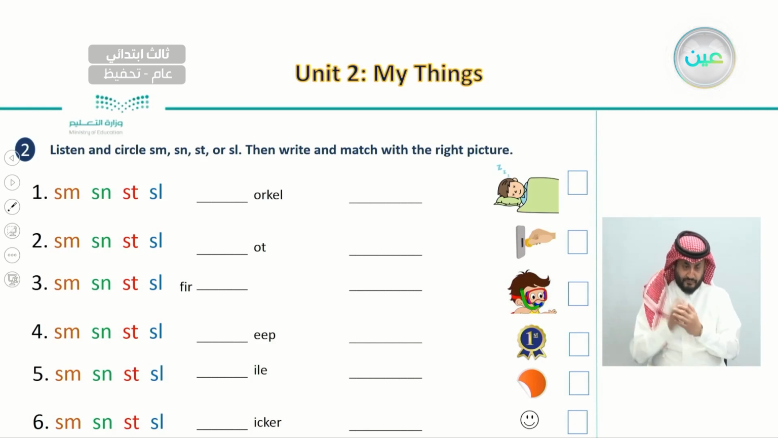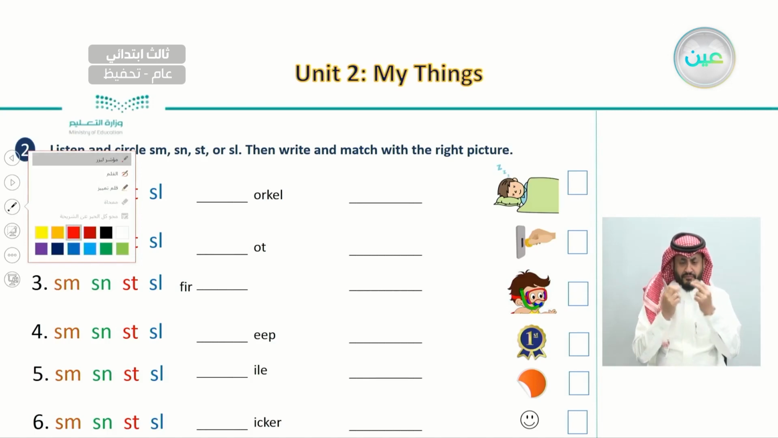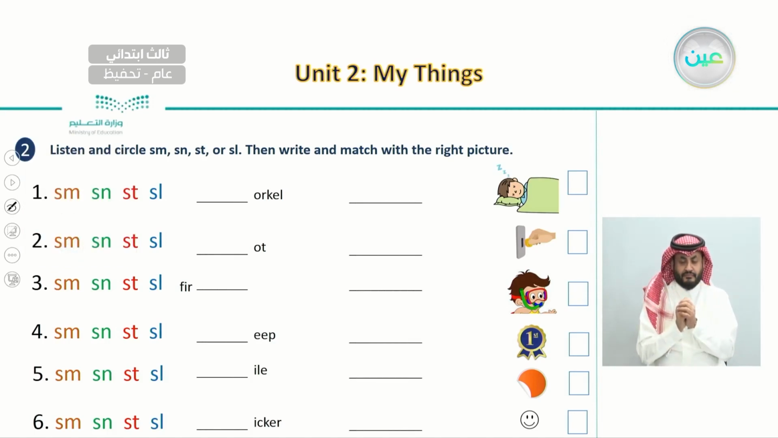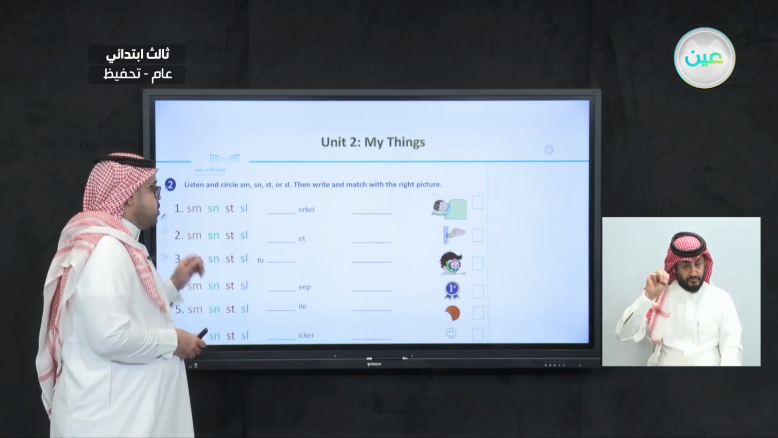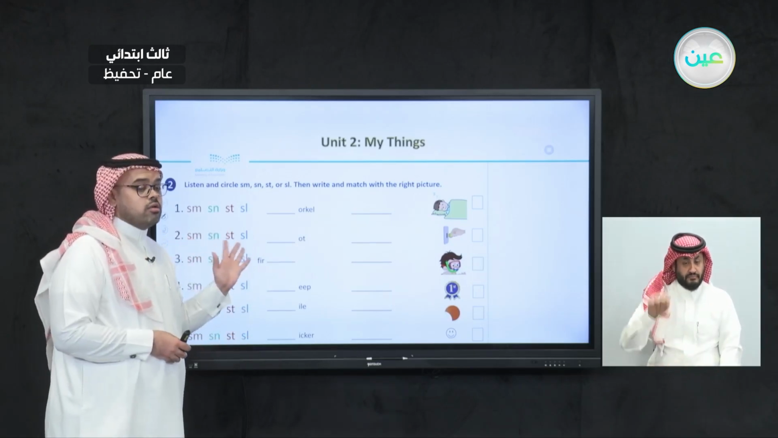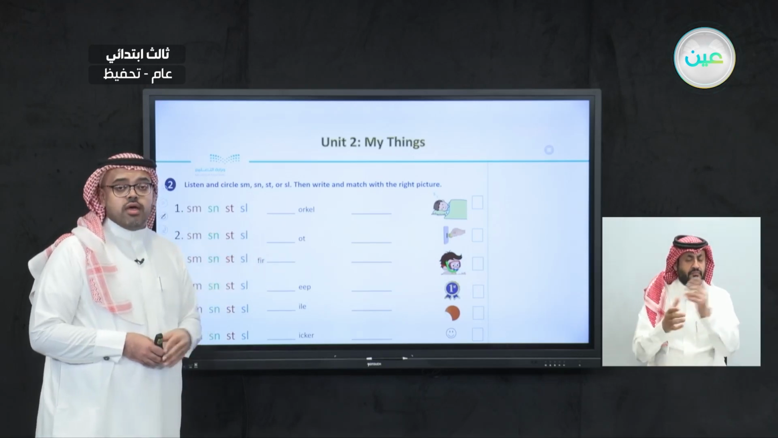Now let's listen to the first word, which is number 1. The word with number 1 is snorkel. Snorkel. So the word is snorkel. So what do you think? What does snorkel start with? Does it start with SM or SN, ST or SL?